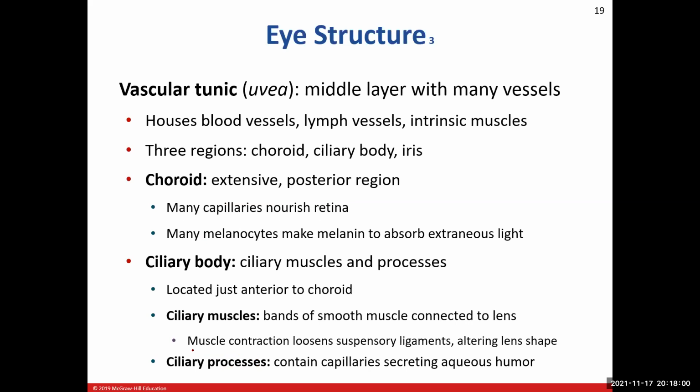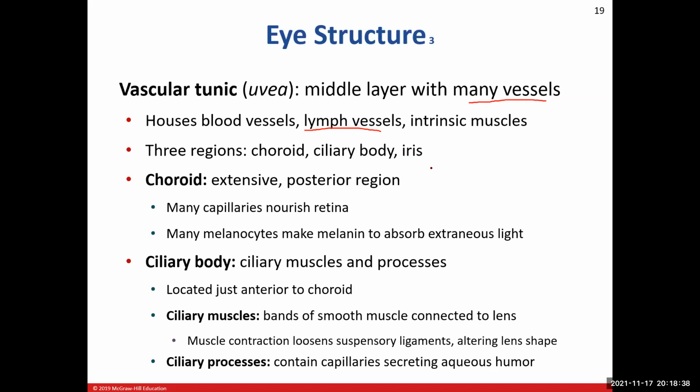Okay, the second layer, or the middle layer, is the vascular tunic. That makes sense, vascular, so it should have lots of blood vessels there. But not only that, we're going to include lymph vessels. So this layer is going to have all the vessels, and we're going to have some of our intrinsic muscles. Now, when we get into the intrinsic muscles, this is going to play a role in the shape of the lens here. We'll talk about it. So there are three parts to this. We have the choroid, the ciliary body, and then the iris.